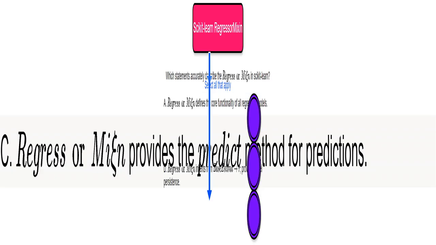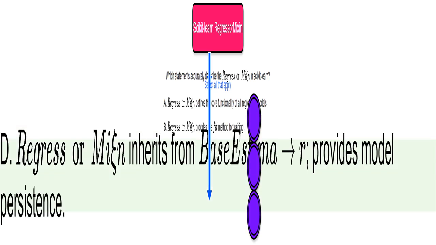Another correct statement. The "predict" method lets you use a trained model to make predictions on new, unseen data. "RegressorMixin" provides this functionality as well. Correct again. Base estimator is a base class that provides methods for saving and loading trained models, making it easy to reuse models without retraining.